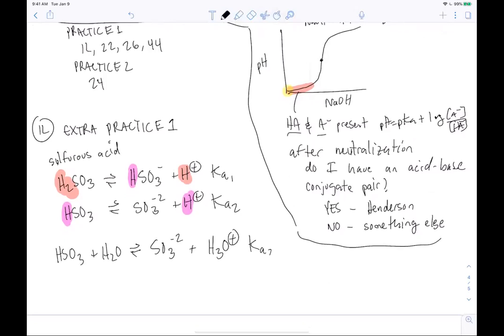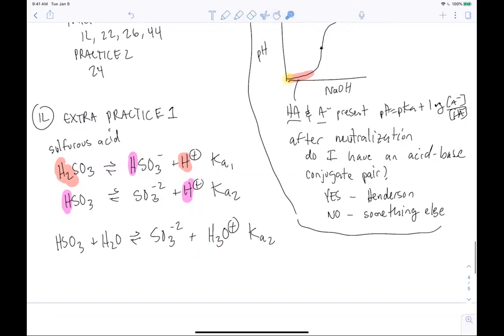So this would be your Ka2 equation. If you get rid of water, if I remove H2O from this, I just have H plus left over. So in the shorthand, you just subtract H2O from both sides. We call H3O plus H plus, and we just get rid of water. That's how you work those polyprotic ones.